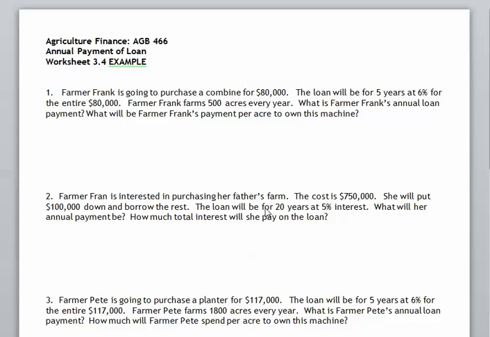Hi, today we're going to look at example 3.4, annual payment of a loan. Just like previous examples, we are using future value and present value charts, time value of money charts, in other words, to figure out future values and present values of money. Today we're going to look at the amortization chart to figure out our annual payment of a loan. Hopefully I can explain this so it makes sense, and you can go ahead and complete the assignment or worksheet 3.4.